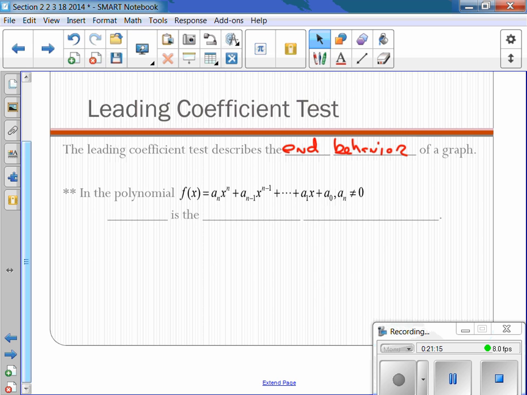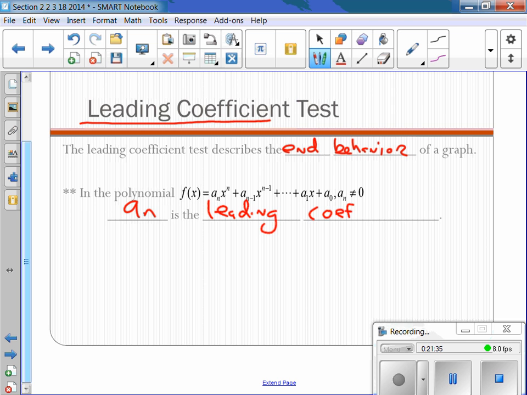Terminology-wise, here's our polynomial. A sub n is called my leading coefficient. So when we talk about a sub n, or the leading coefficient, I just need you to realize that it's just the coefficient of the highest degree variable there. Again, you guys don't have to copy all this down. Just understand what a sub n is. A sub n is just my leading coefficient. So our leading coefficient test breaks it up into two different things. First of all, if n is even or if n is odd.